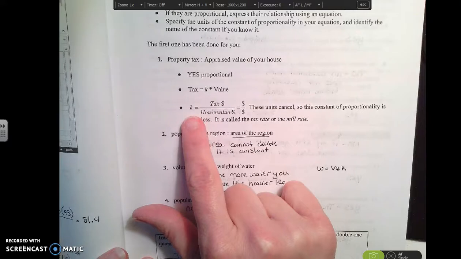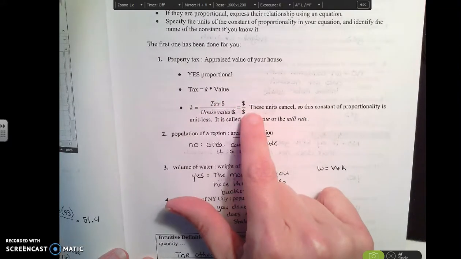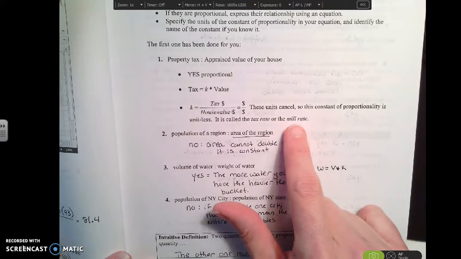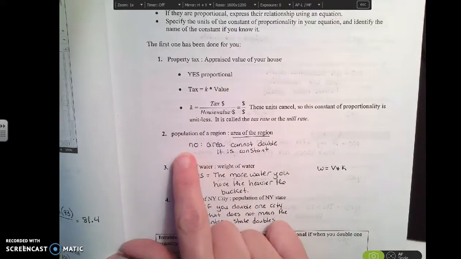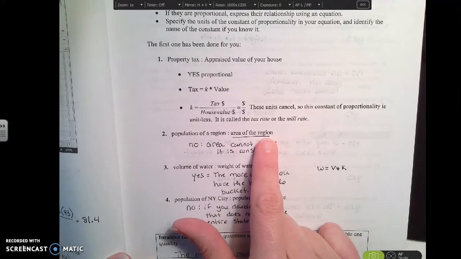So that means K is going to be the tax divided by the house value, and both of these are dollar amounts. So this is called a unitless proportion, or a unitless constant. Okay? Here's another one. The population of a region and the area of the region.